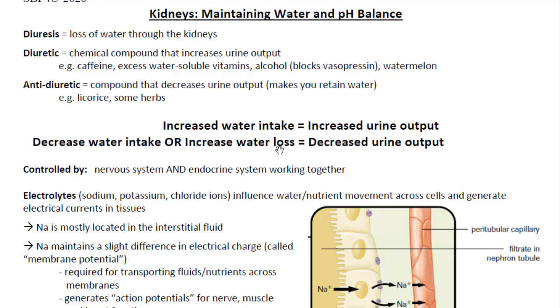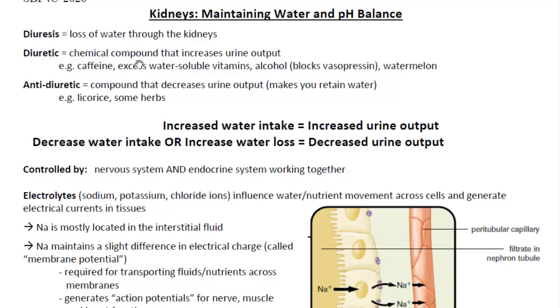In this lesson, I'd like to talk to you about how the body maintains its water levels and the pH balance using the kidneys and the hormones that are produced elsewhere that will control the kidneys. A couple terms you need to know first. The first one is diuresis. Diuresis means anytime you're losing water through the kidneys. This is a normal process that's supposed to happen.